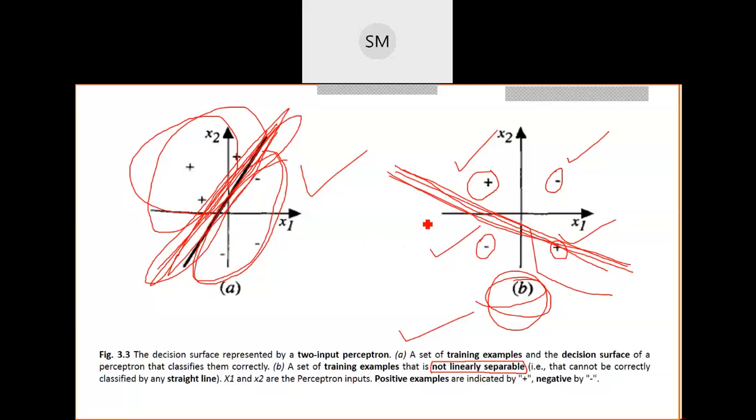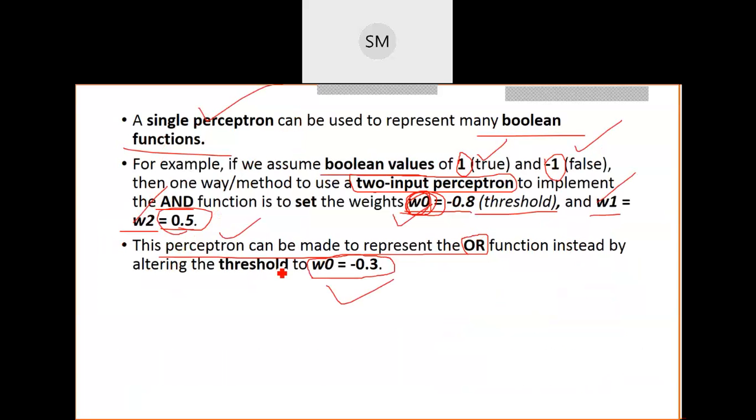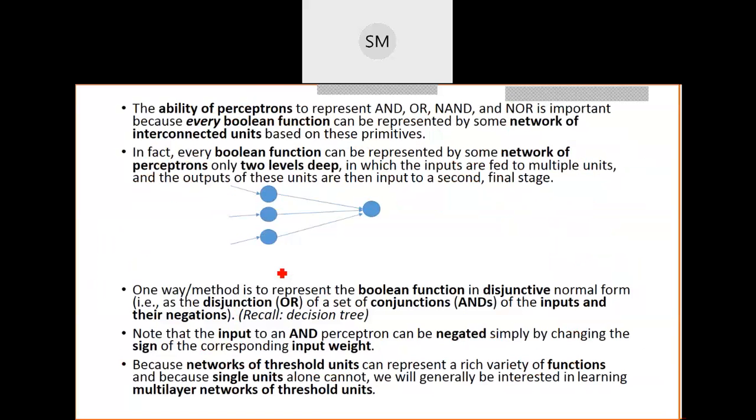Because these examples correspond to the XOR operation, such types of examples or Boolean functions we cannot represent with a perceptron, but AND and OR Boolean functions are represented with the help of a perceptron. Okay, so let us move to the next slide. That is also very interesting.